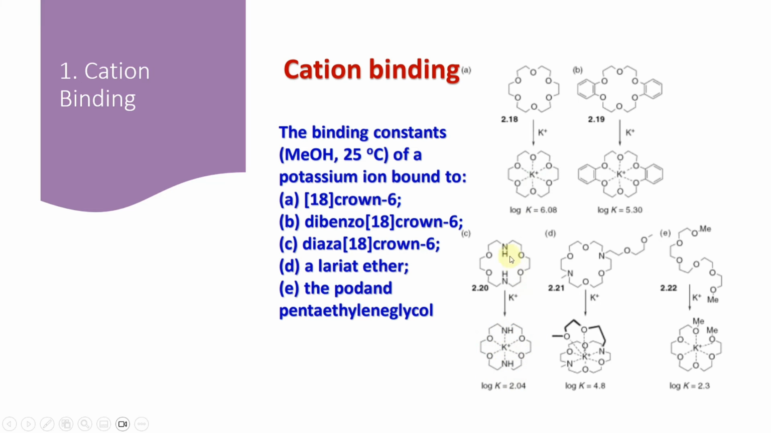I have given the names of these structures on the left hand side. So this first molecule is 18-crown-6 and the potassium ion is present in this 18-crown-6, and this molecule is dibenzo-18-crown-6, and again this here is a diaza-18-crown-6, and there it is a lariat ether, and this here at the end is the podand pentaethylene glycol.